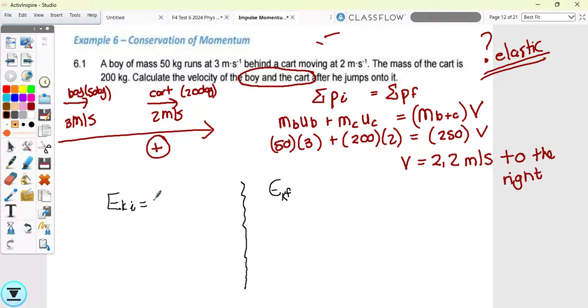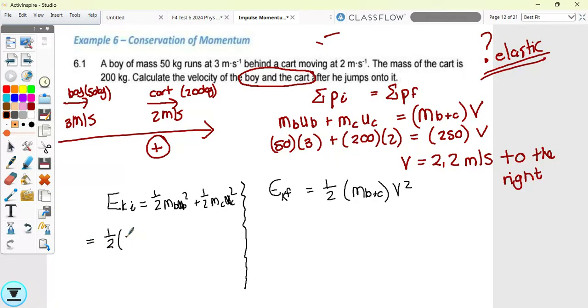But now you must think about everything that's moving before the collision. So we've got the boy moving, so that's half m boy v boy squared. That's half m cart v cart squared. And then this one here is going to be a half, and again they're moving together, so the mass is boy plus cart, v squared. This should actually be used because it's in there, but it doesn't really matter, they won't mark that wrong.